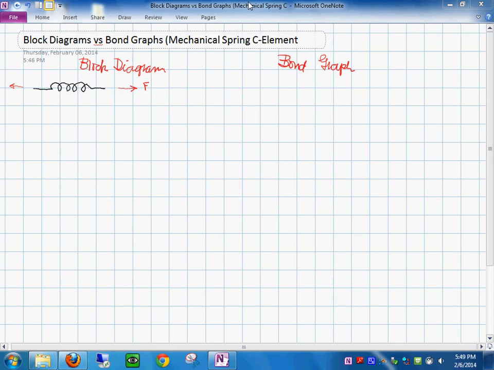Today we're going to see the concept of block diagrams and bond graphs as related to a mechanical spring C element. So what I would suggest we do is have the block diagram here on the left hand side, and then we'll have the bond graph models on the right hand side. Just make a little line here to make it pretty.